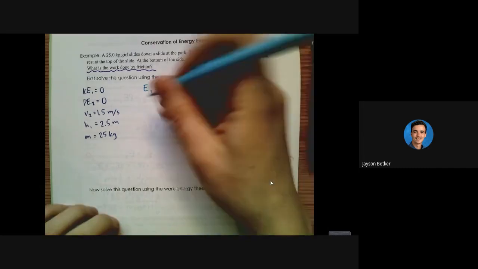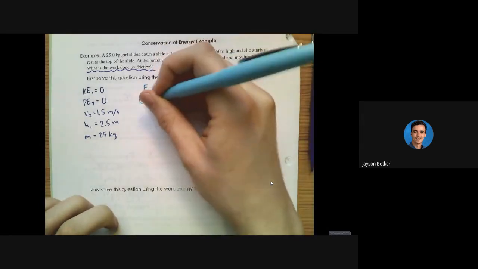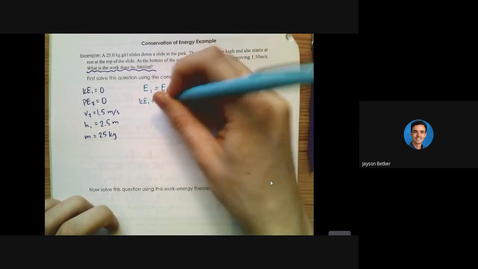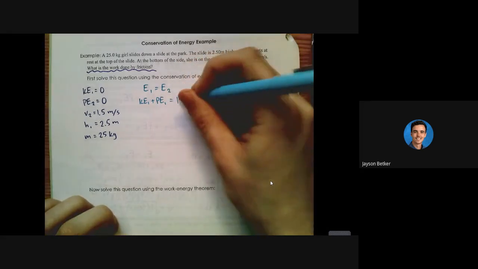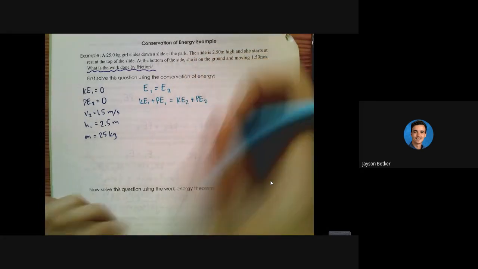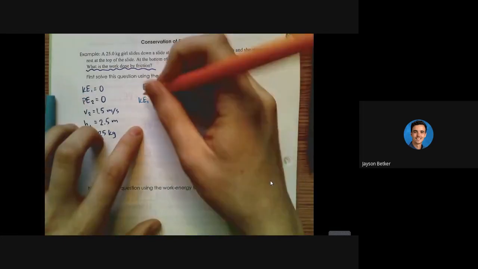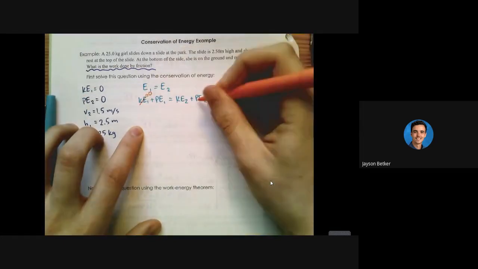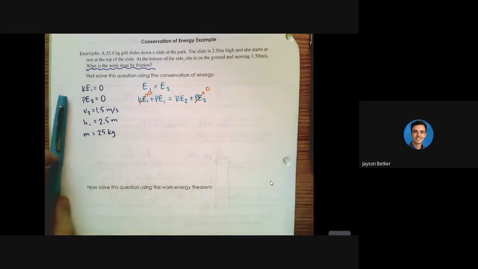So what is this going to look like? Well, let's write it out like this. We would have initially KE1 plus PE1 equals KE2 plus PE2. Now let's get rid of the ones that we know are equal to 0. KE1 is 0, PE2 is 0.